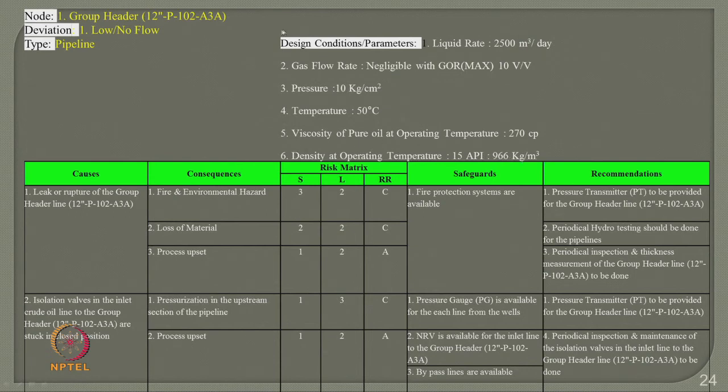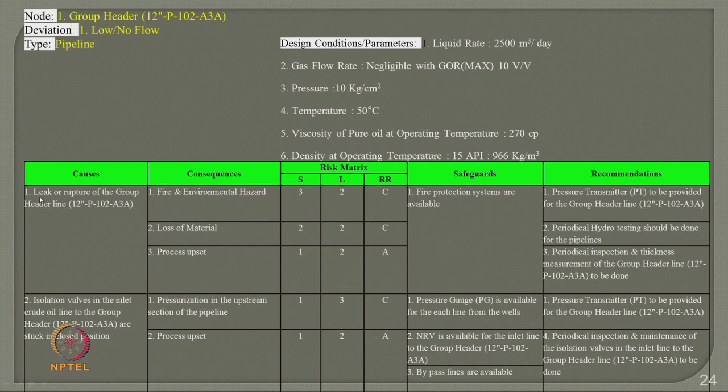Now once you identify the design conditions and the deviations you want to focus on the pipeline, let us now look at only the causes, the consequences, the safeguards and recommendations, which are of course the classical form of writing a HAZOP report. The one you see here in the middle is an advantageous column added to the HAZOP report, which classifies the risk ranking depending upon the hazard severity and the likelihood. Now let me try to explain one of them in detail.